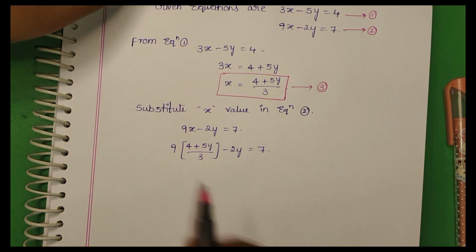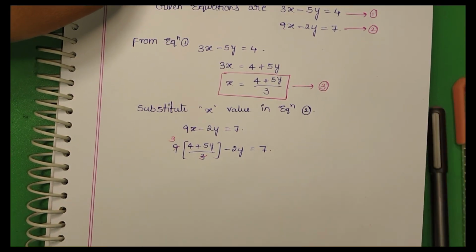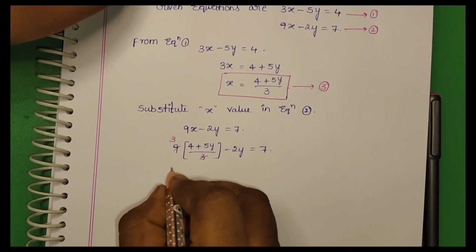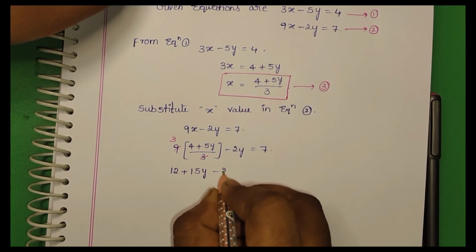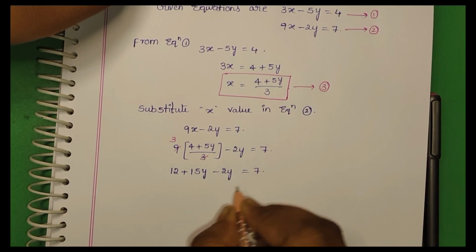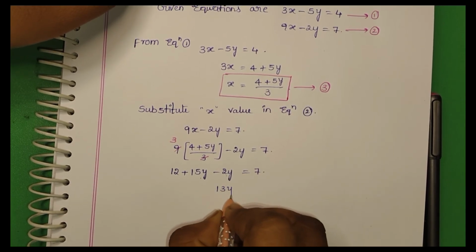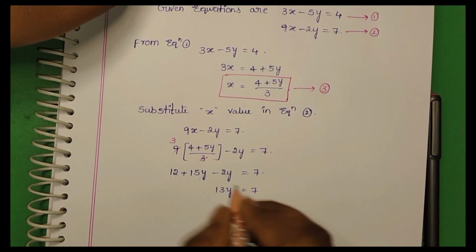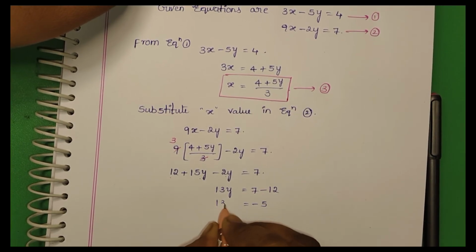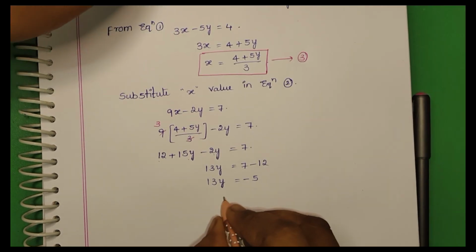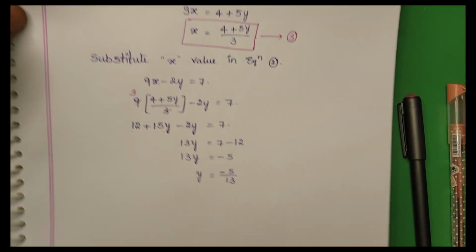So here 3 in 9, 3 times, we have to cancel it. 3 threes are 9, so multiply the 3 in the bracket with each and every term. 3 fours are 12 plus 3 fives are 15y. 15y minus 2y is 13y, so 12 plus 13y is equal to 7. This constant term 12 is transposed to the right hand side, plus 12 becomes minus 12. So 13y is equal to minus 5.